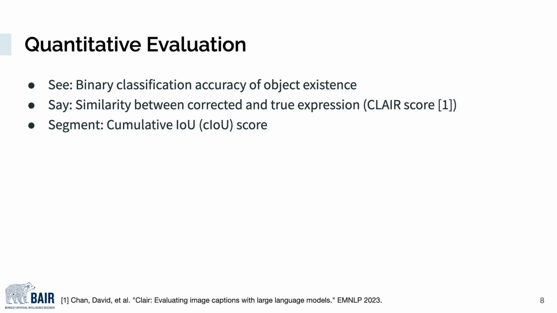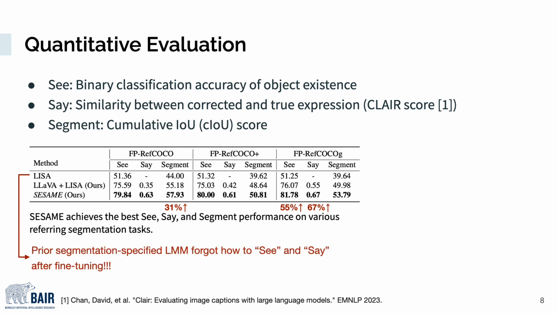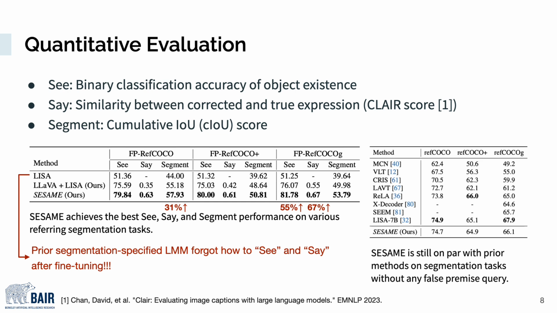Here come three experimental results. On our benchmark, we evaluate See, Say, and Segment capabilities respectively. As you can see, our comprehensive SESAME model achieves better performance than the training methods and hugely outperforms the existing baseline LISA. Interestingly, LISA is actually the model fine-tuned from LLaVA, so the results also highlight that, without proper fine-tuning, the LMM can suffer from catastrophic forgetting. On conventional reference segmentation tasks without false premises, the SESAME model also achieves on par performance with the state-of-the-art.